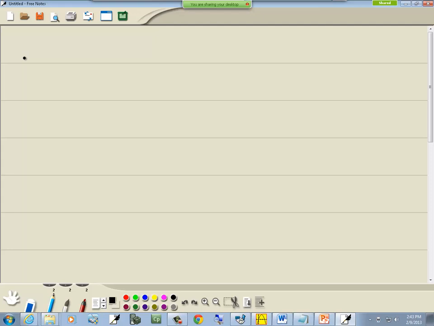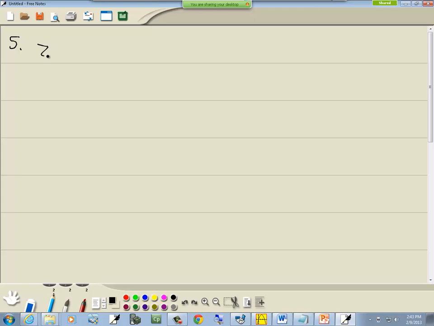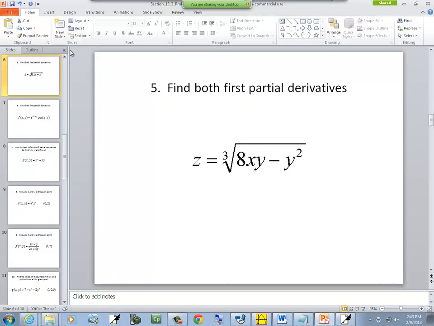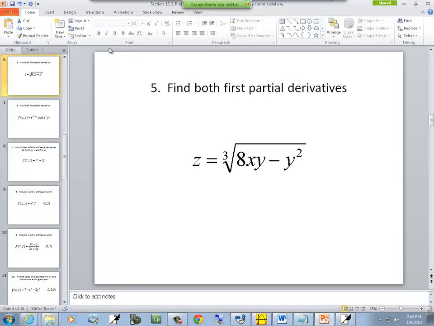Okay, problem number 5. It says find both first partial derivatives again. So we got z is equal to the cube root of 8xy minus y squared.